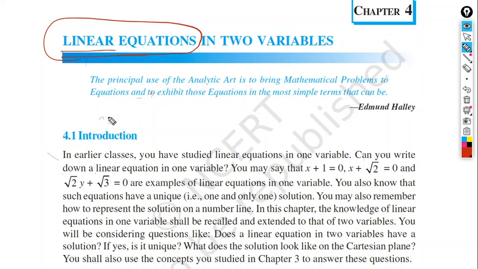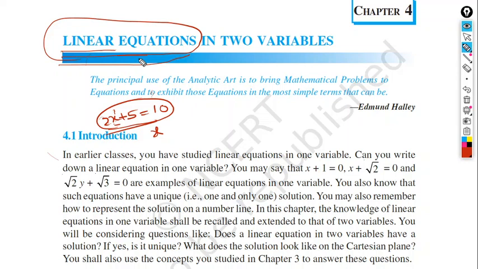Okay? So let's take an example: 2x + 5 = 10. Here you can see there is only one variable and the highest power of the variable is 1. So who is the variable? The variable is x and the highest power of the variable is 1. So a linear equation is an equation in which the highest power of the variable is 1.